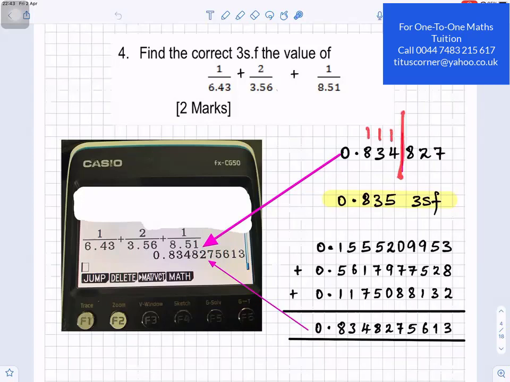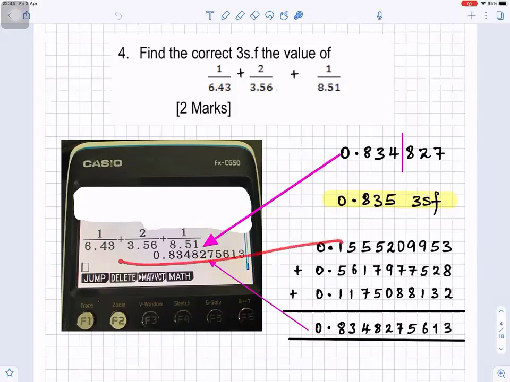Put a line after the third number. 8 is bigger than 5, so you round up: you change it to 1 and add it to 4. So 4 plus 1 gives you 5. So 0.835. Or you can find 1 over 6.43 plus 2 over 3.56 plus 1 over 8.51, and you add all three of them, and you get the same answer.